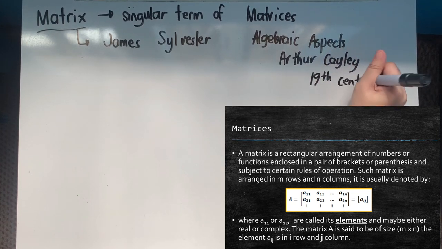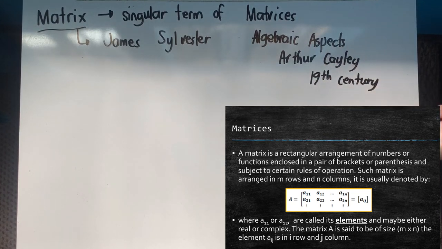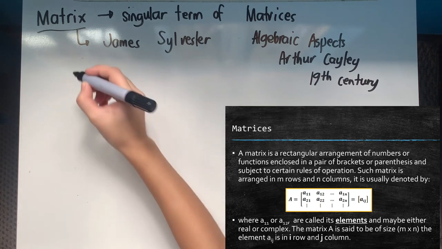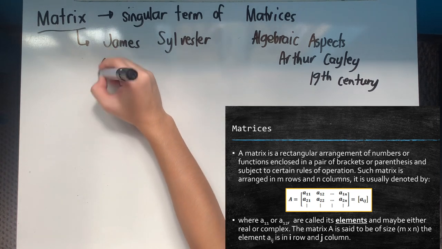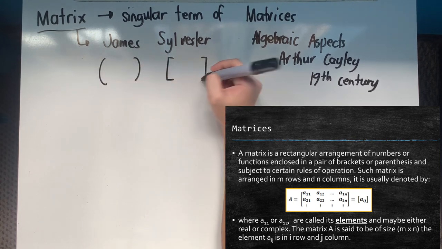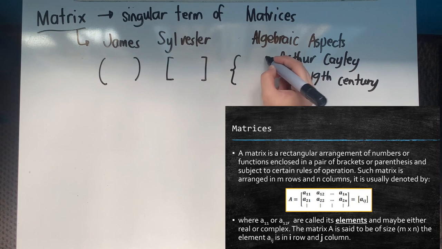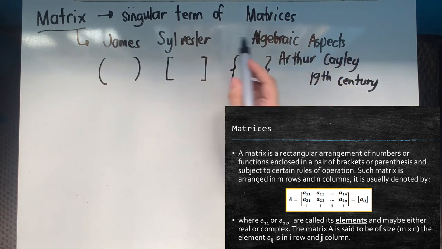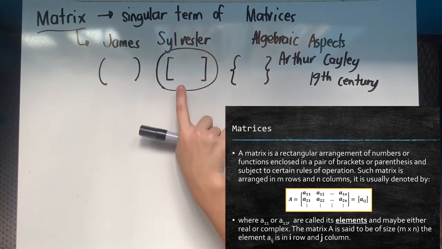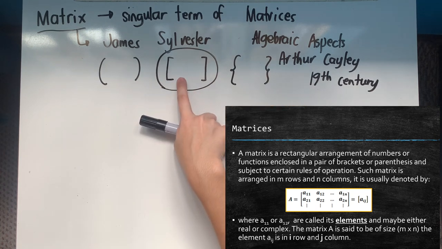Okay. And among definitions, a matrix is a rectangular arrangement of a set of numbers, more importantly, enclosed in a parenthesis, a bracket, or a brace. But most of the references use box brackets to enclose our matrices.